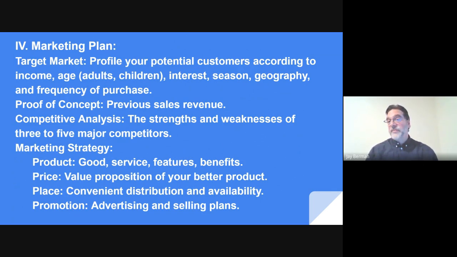And then, of course, you should have some sort of advertising and selling plan, so people are aware that you are out there and what you offer and why your product is better than other options.